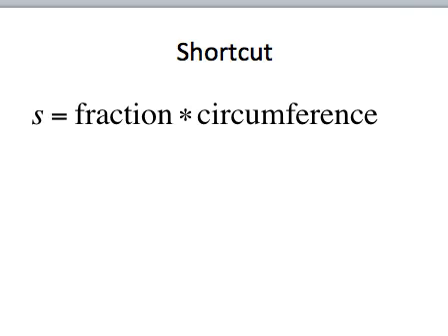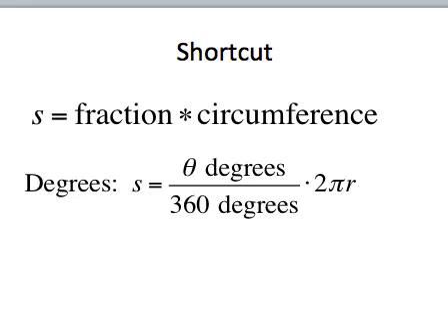Now, we do have a shortcut we can use in certain circumstances. The arc length S is the fraction, so central angle divided by the entire circle, times the circumference. So in degrees, it's not much of a shortcut. You take theta degrees divided by 360 degrees times 2 pi r. We don't really have a shortcut if our angle is given in degrees.